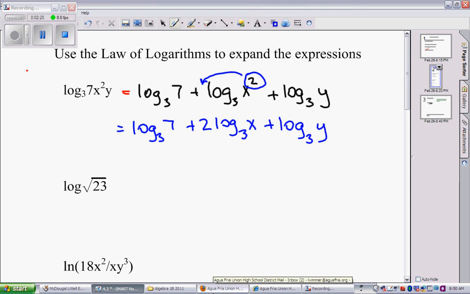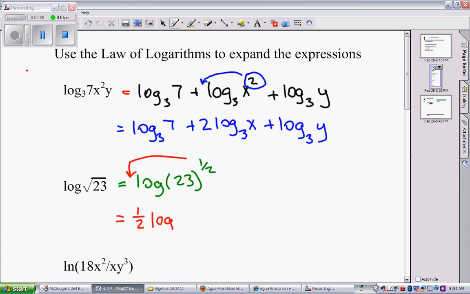The next one is the log of the square root of 23. 23 is not a perfect square, so we need to express the square root as a fractional exponent of 1/2. Log of 23 to the 1/2. So now we're going to just move that 1/2 to the coefficient to get 1/2 log 23.